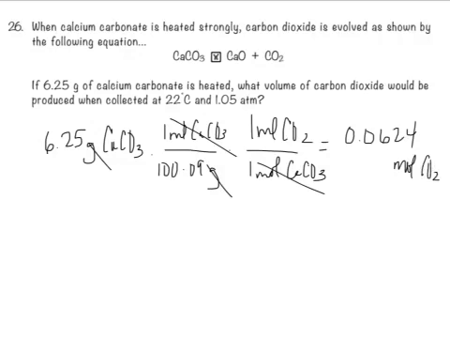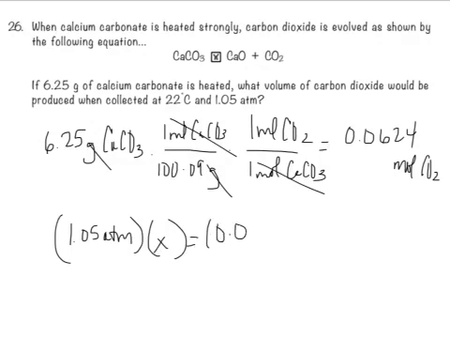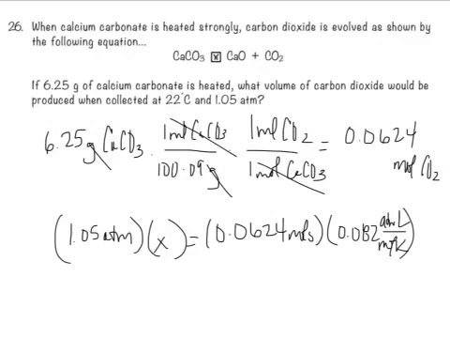So now I know the moles of CO2. I can apply the ideal gas law to calculate the volume. And so let's see, I know the pressure is 1.05 atmospheres. I do not know the volume, that's what I'm trying to solve for. The number of moles we just calculated, 0.0624 moles. The value for R is 0.082 atmosphere liter per mole Kelvin. And then the temp is 295 Kelvin.